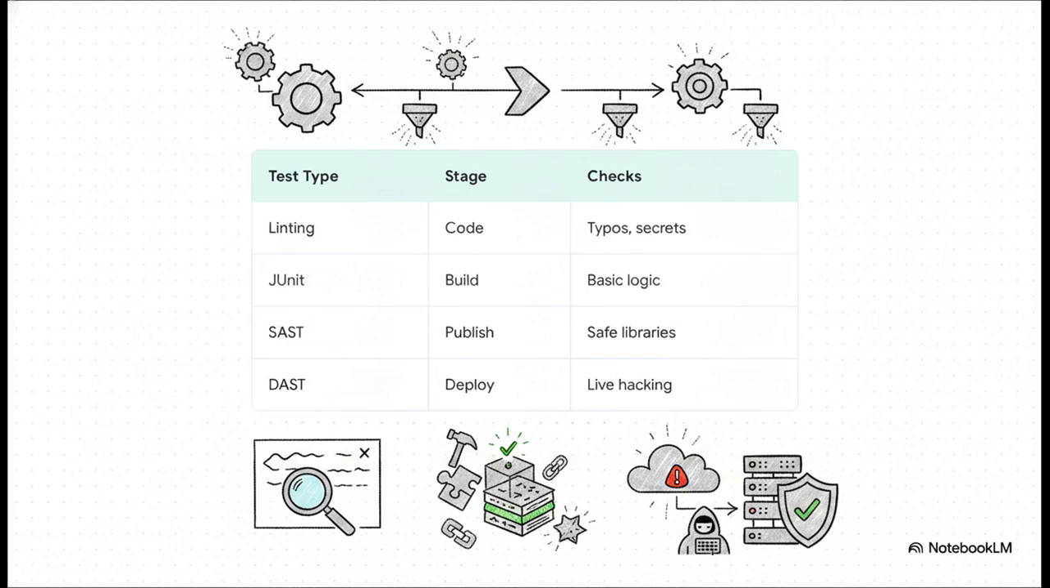So as we've seen, testing isn't just one single massive step shoved at the very end of the process like it was in the old days. It's a relentless, multi-layered filter applied at every single stage of the assembly line. Local linting catches typos and accidental passwords early. The build stage catches broken logic and bad math. The publish stage catches bad external libraries before they are ever packed. And the live stage catches active vulnerabilities right on the server. By the time code makes it all the way through this pipeline, you can truly, absolutely trust it.